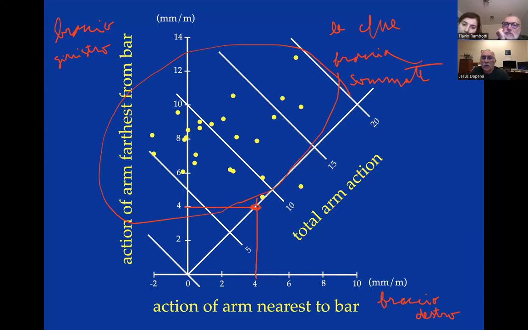So what do you want to look for in this graph? What you want is the sum of both arms to be the biggest possible value. This guy here.